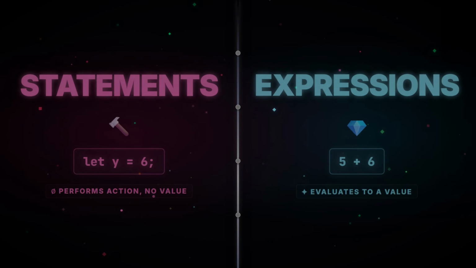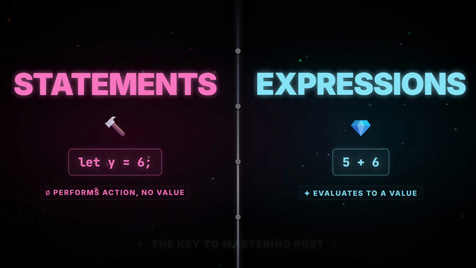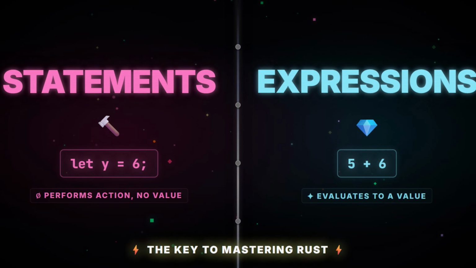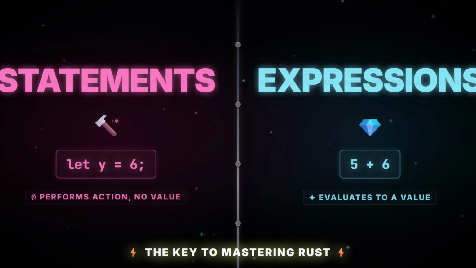Okay, stop. Because this one trips up almost every single beginner. Every piece of code in Rust is either a statement, which performs an action, or an expression, which evaluates to a value. 2 completely different things. The distinction is the key to mastering Rust.